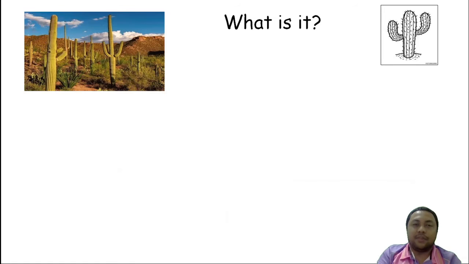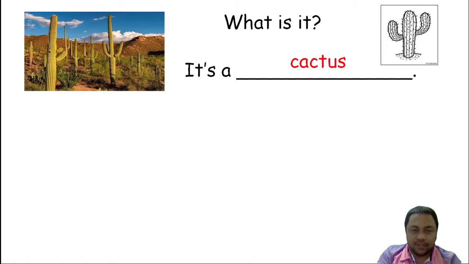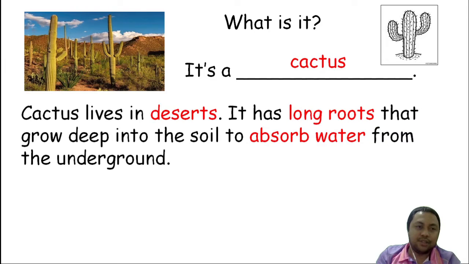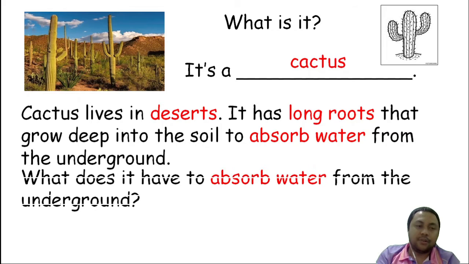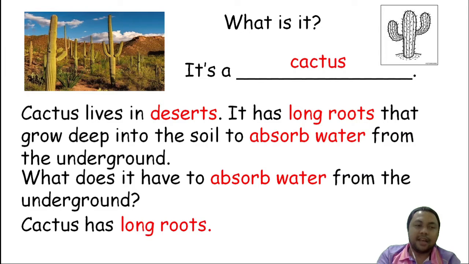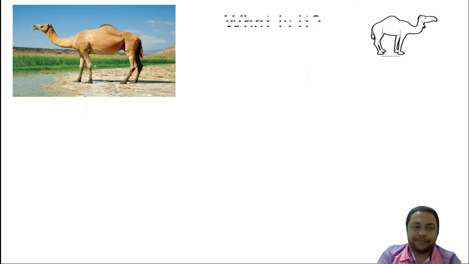Next, what is it? It's a cactus. Cactus lives in deserts, right? And it has long roots that grow deep into the soil to absorb water from the underground. Question, what does it have to absorb water from the underground? Cactus has long roots. Long roots.